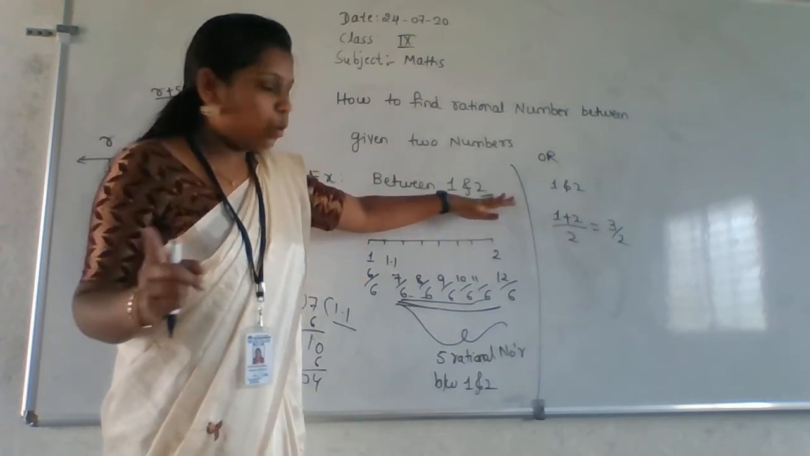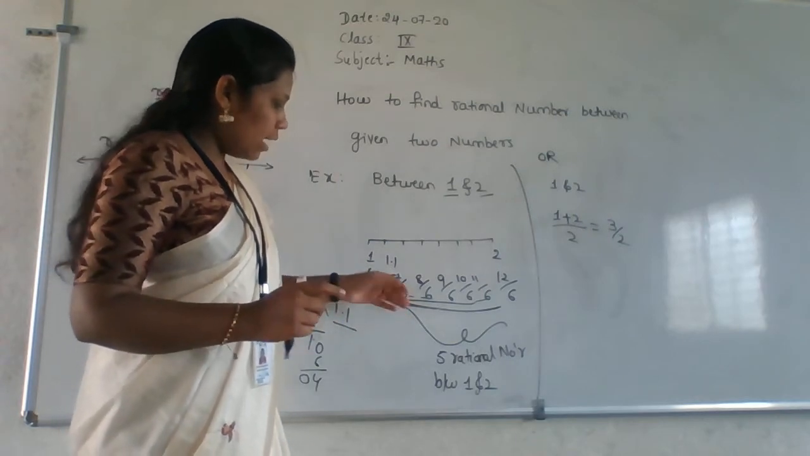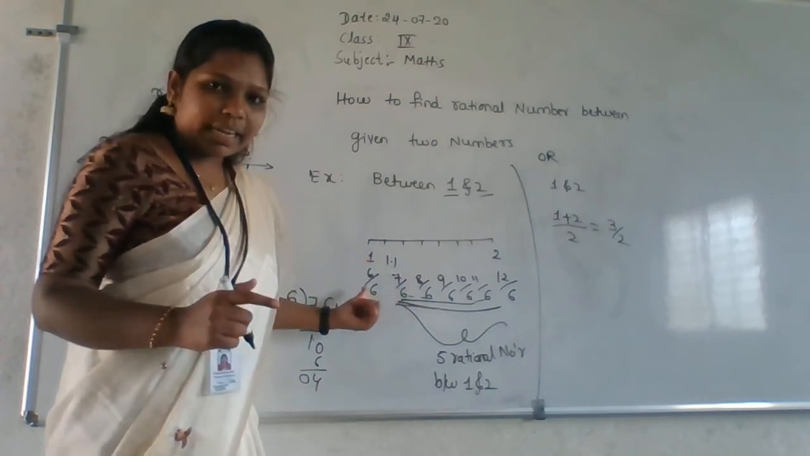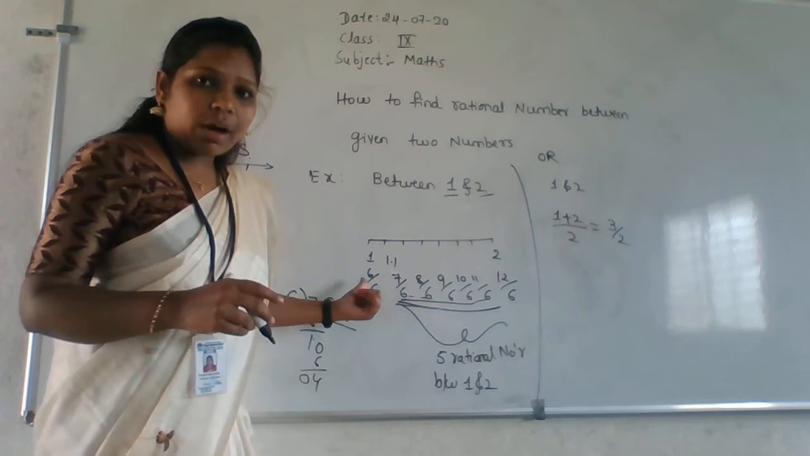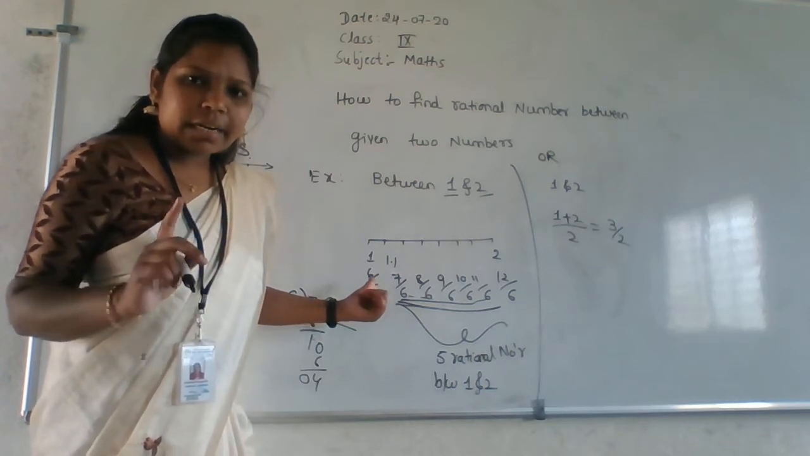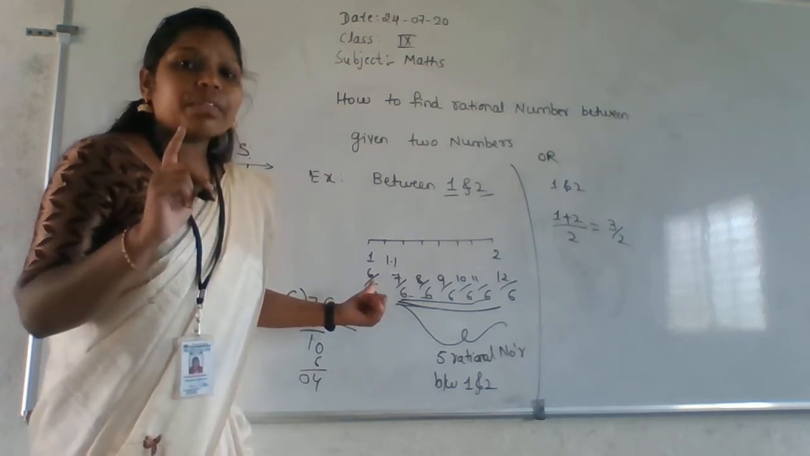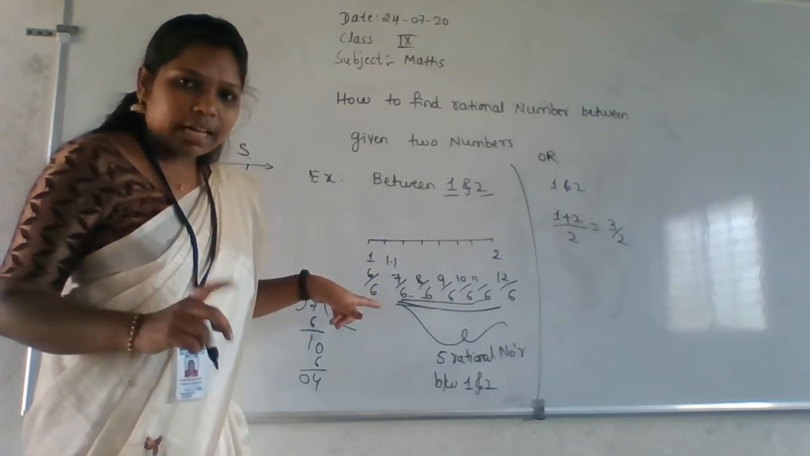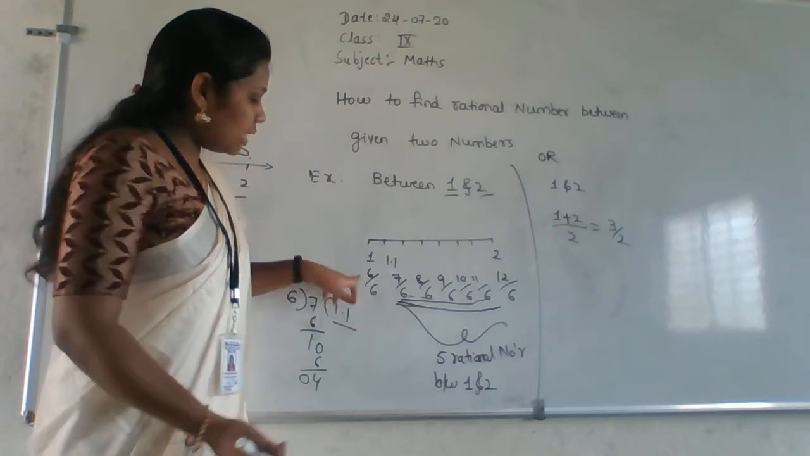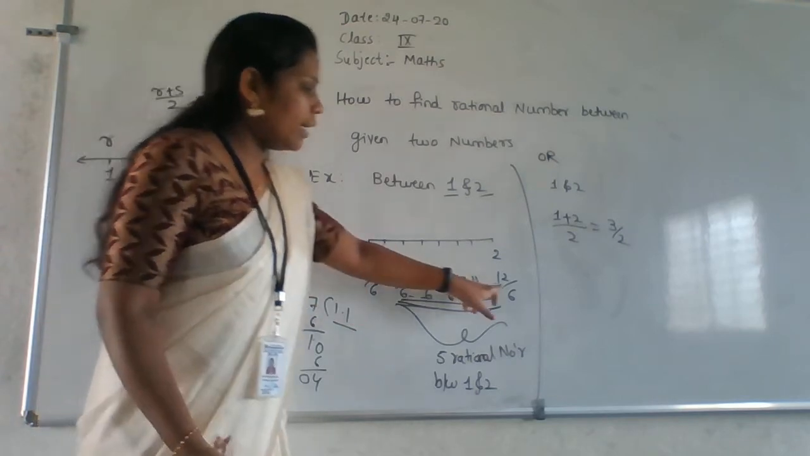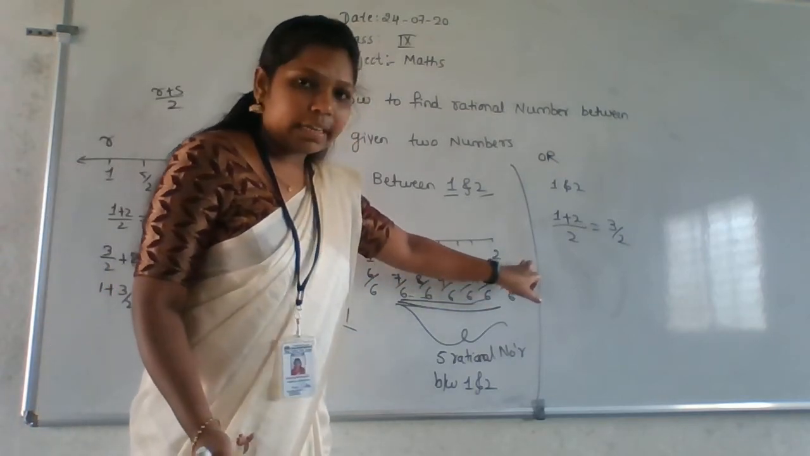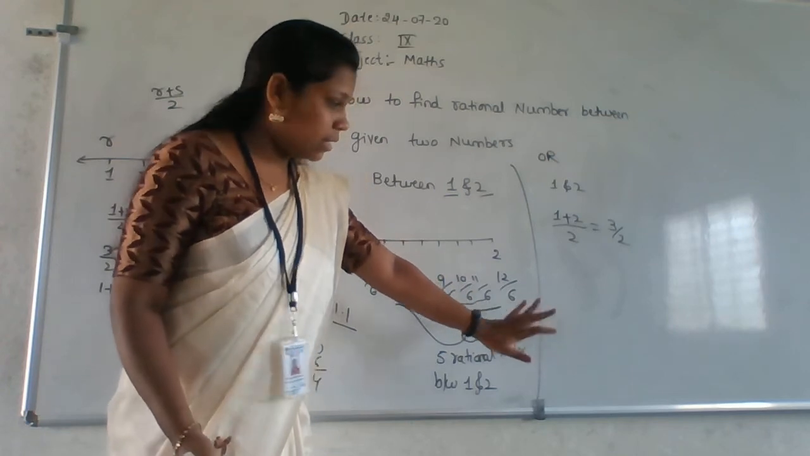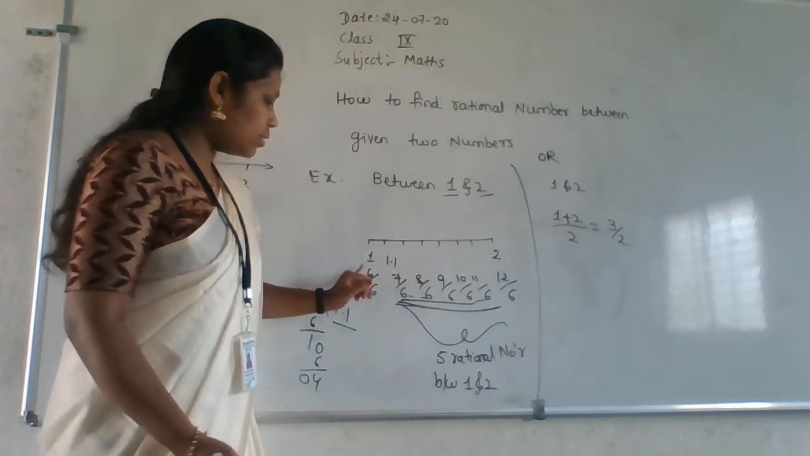So here I am writing, just multiply 1 by some rational number. Because 6 by 6 is a rational number, right? Because it is in the form of p by q. So it is a rational number. I am multiplying 6 by 6 into 1. Again here 6 by 6 into 2. Then you will get 12 by 6 here. This is 12 by 6. This is 6 by 6.